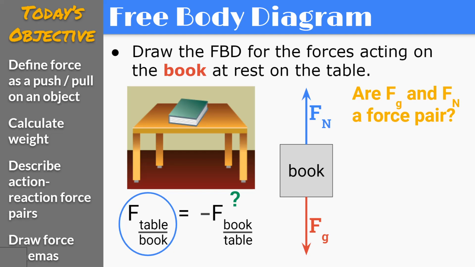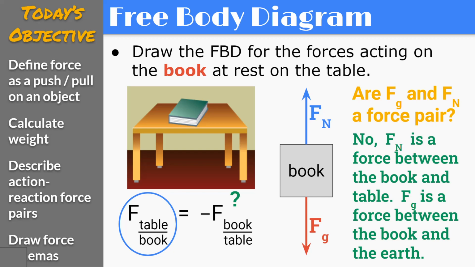They are not. Fg and FN are not a force pair, and this is a very common misconception, because Fg and FN in this example and in most examples are equal and opposite to each other. But they are not a force pair because they're not an interaction between the same two objects. The force pair is the table pushes up on the book, and the book pushes down on the table. That's the force pair.